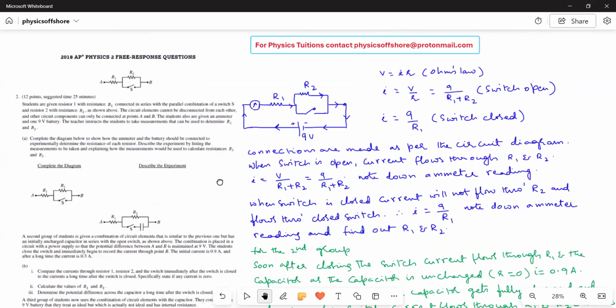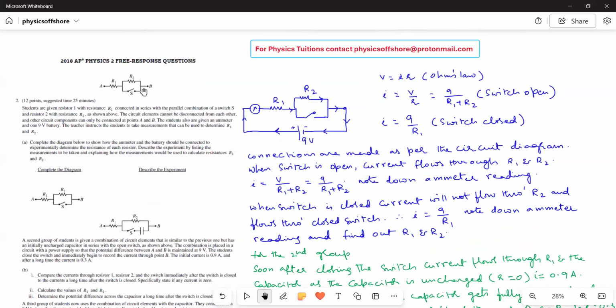Here, we are given the circuit. In this circuit, the elements cannot be dismantled. It should be connected to the other components. The main aim of this circuit is to calculate R1 and R2. That is the reason for the circuit. Determine R1 and R2. And then one 9-volt battery is supplied to us. So here an ammeter is given to us to measure the current.